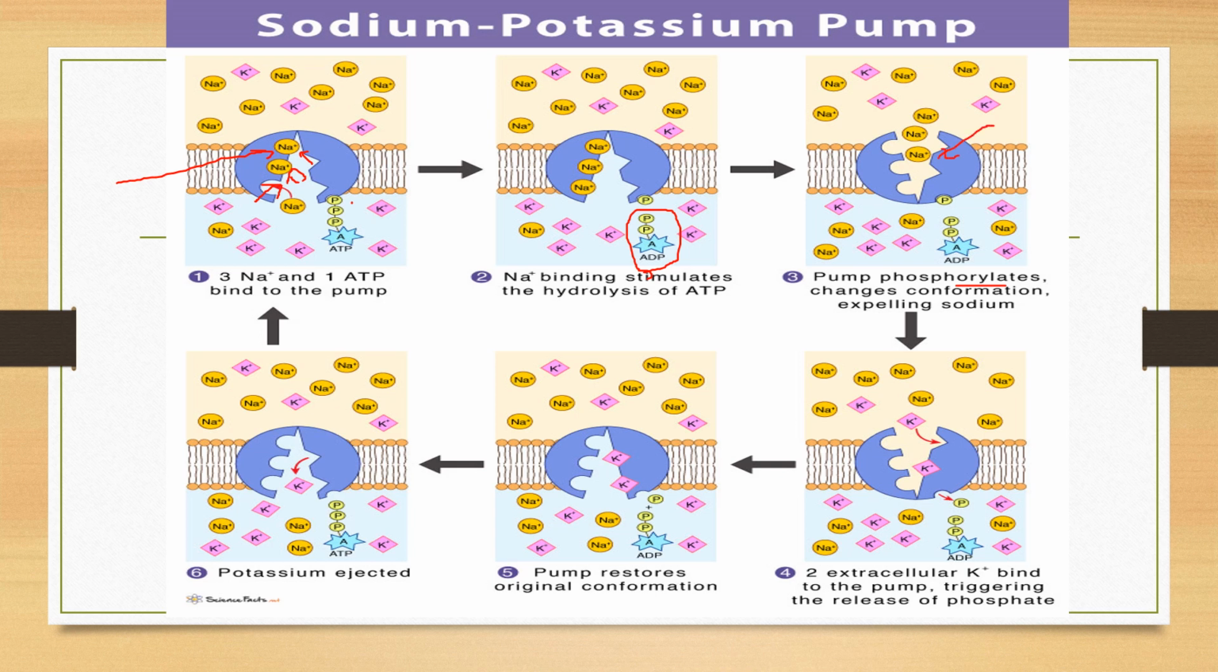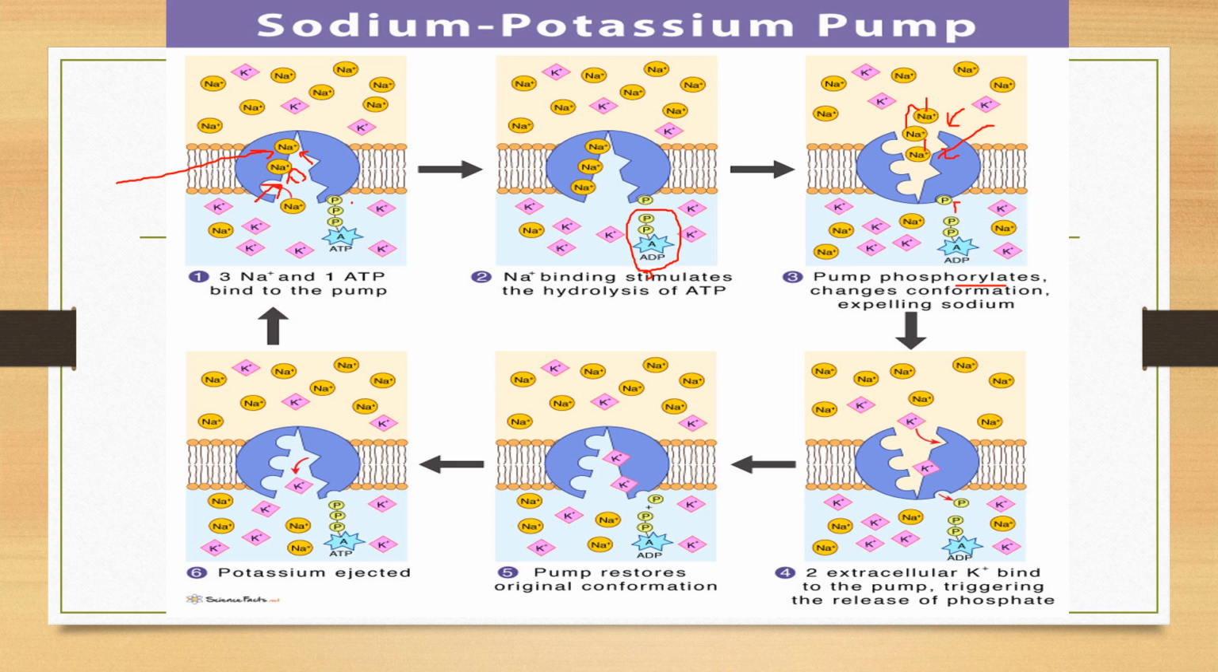So the conformational change takes place in the structure of the sodium potassium pump. In the first diagram you can see the opening was towards the cytosol side, and after the hydrolysis of ATP to ADP, only one phosphate group is attached. So the conformation of the pump has changed. Now this pump has opened from the outside, the extracellular side. So now there is a pathway for the release of sodium ions, and these sodium ions are released outside.